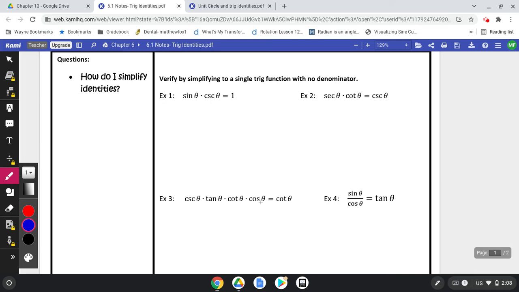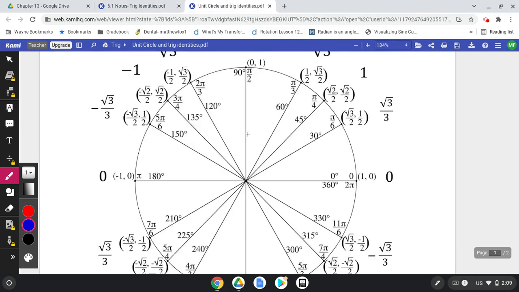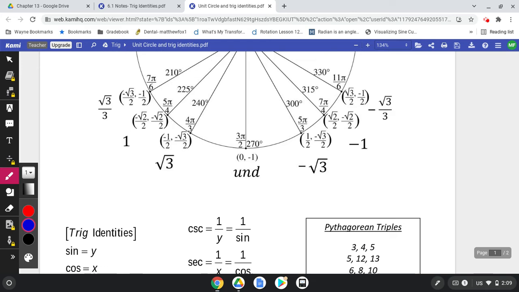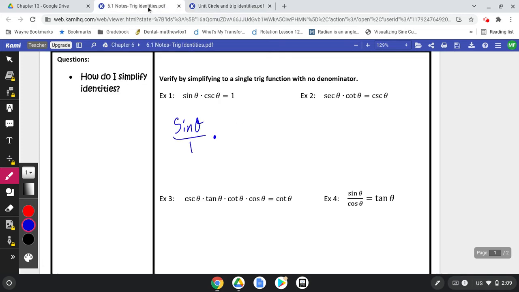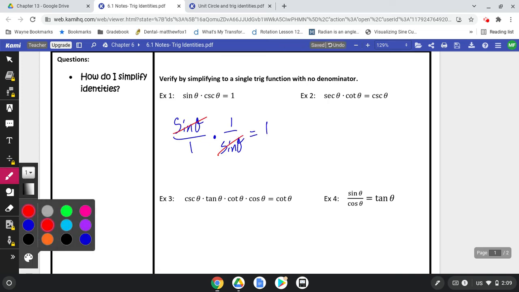So here, sine of theta, I'll just leave that as is, sine of theta, but I'm going to put it over 1, times cosecant theta. If we look here on our original yellow sheet or on the pink sheet, at the bottom here, these trig identities, cosecant of theta is the same as 1 over sine. So I can do 1 over sine of theta equals 1. At this point, we can simplify. Sine cancels. We're left with 1 over 1, which is 1, and 1 equals 1. Is that true? Yes, so we have verified. All right, on to the next one.